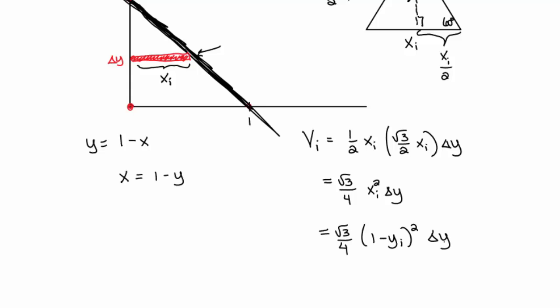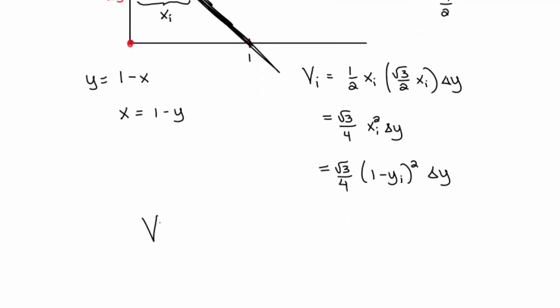Now I'm going to go ahead and stack those from y equals 0 to y equals 1. So the true volume goes from, right, the root 3 over 4 outside, but it'll go from y equals 0 to y equals 1, of (1 minus y) quantity squared dy, and now we can go ahead and integrate.